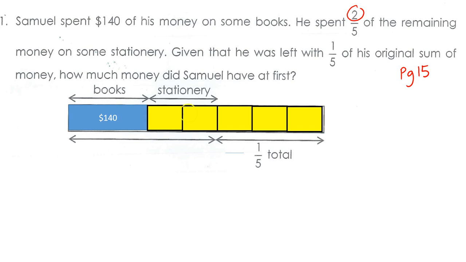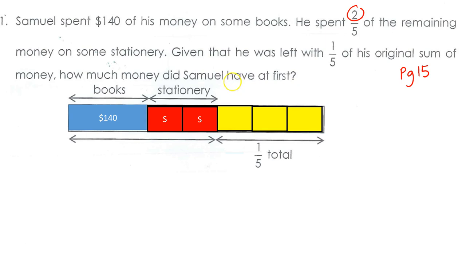So with the 5, yellow stands for remaining. Out of these 5 boxes, I'm going to shade 2 boxes because 2/5 of this remaining are spent on stationery. So I label them with SS for stationery. And now it tells you that these yellow ones, the ones that are not used up, are what was left.